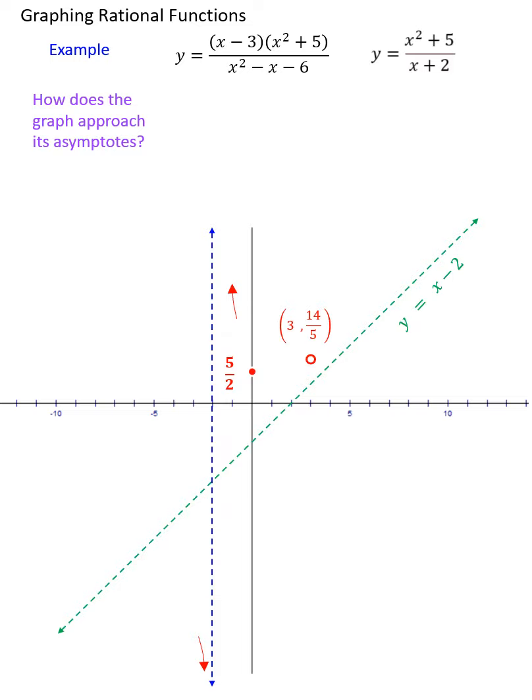And you see, by plugging in a number on either side of the vertical asymptote, I at least have the direction in which the graph is approaching that asymptote. And that's very important for me to be able to ultimately sketch this.